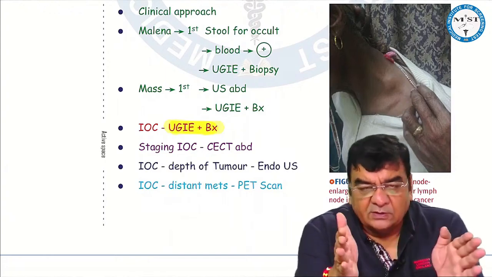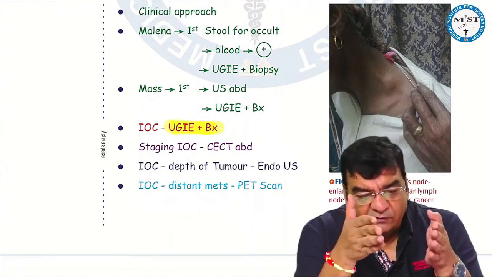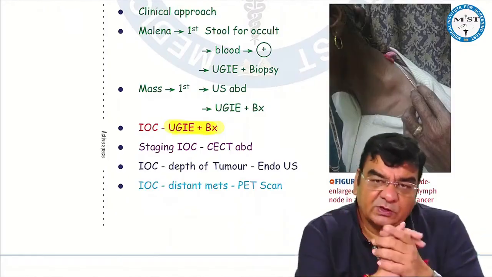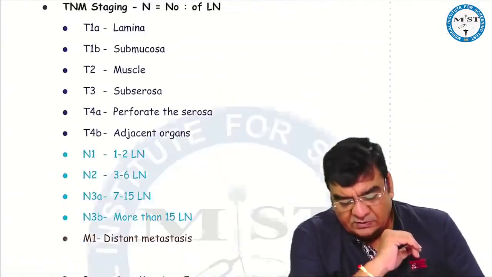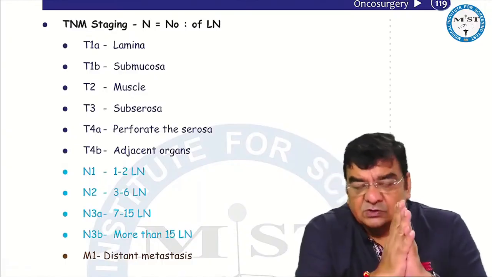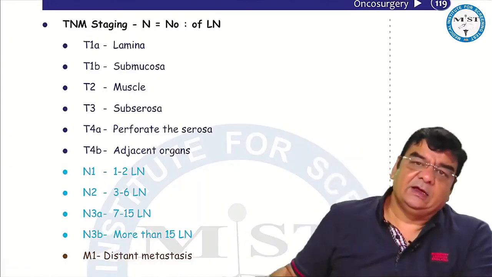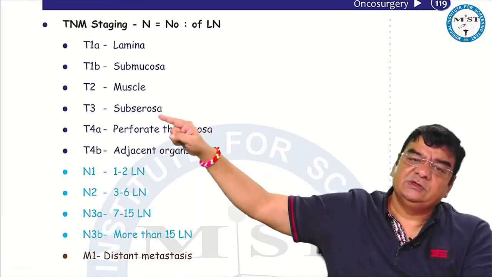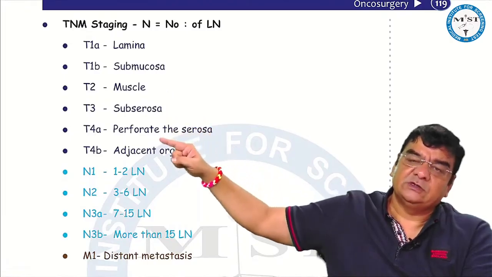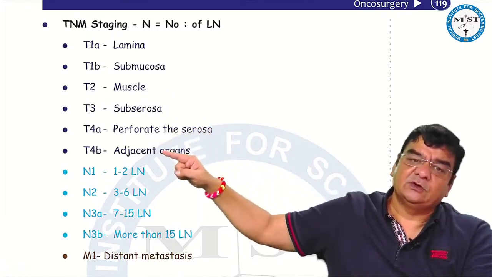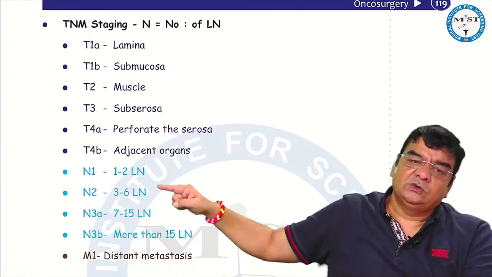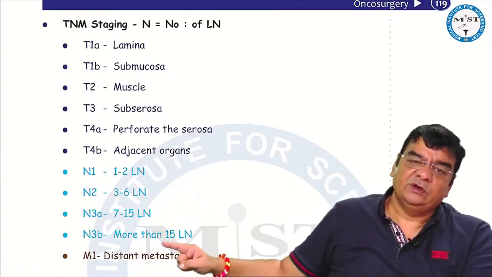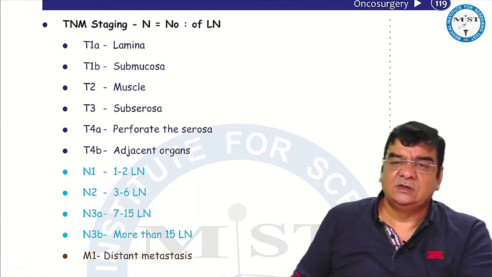For staging of stomach cancer, we do CECT, but when we have to see the depth, we can do endoscopic ultrasound. And for metastasis, we do PET scan. By this, we come to know where we stand, so we can do the staging like T1 submucosa, T2 muscle, T3 subserosa, T4A perforate the serosa, T4B adjacent organs. Nodes: 1 to 2, 3 to 6, 7 or more than 7, 7 to 15, more than 15, and distant metastasis.